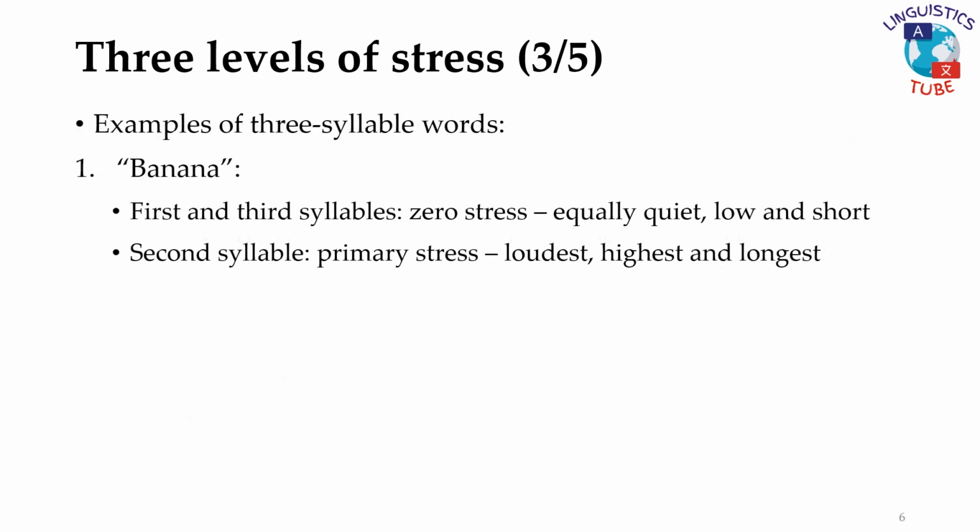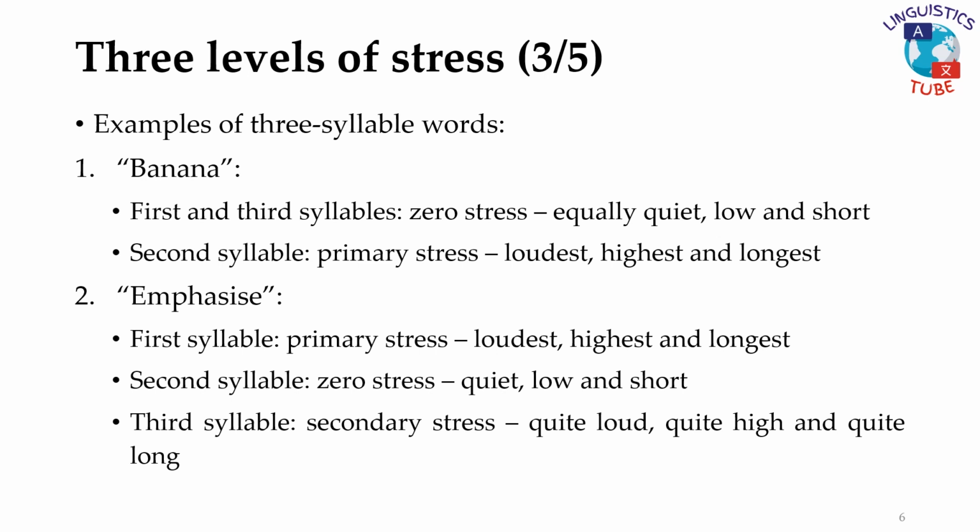Let's look at some examples of words with three syllables. Firstly, the word banana. The second syllable is the loudest, the highest, and the longest, whereas the first and third syllables are equally quiet, low, and short. Therefore, this word has two syllables with zero stress and one syllable with primary stress.